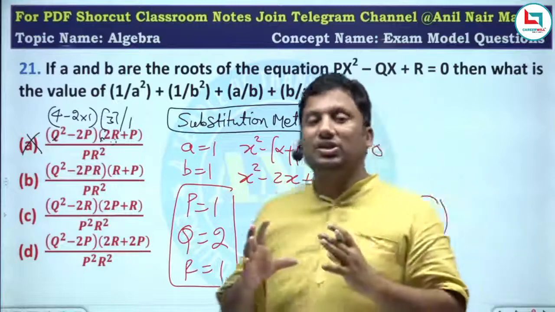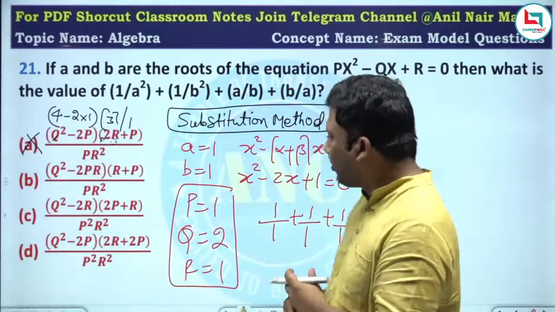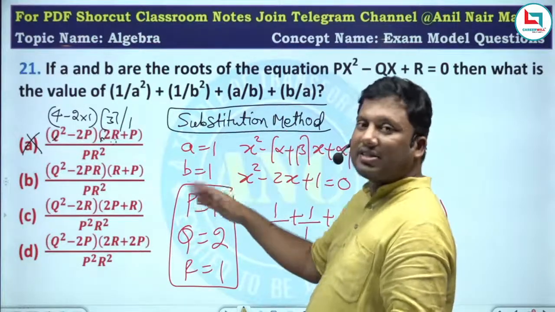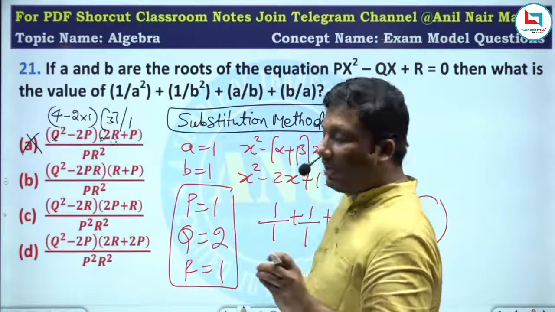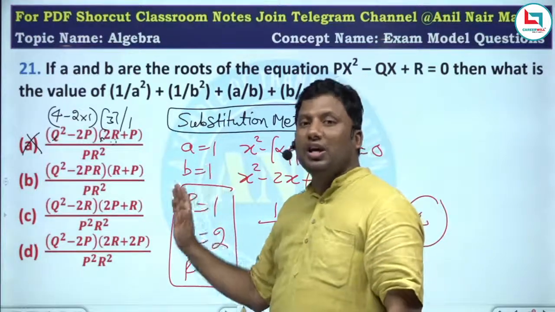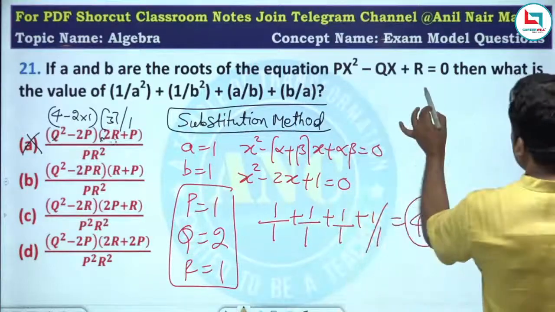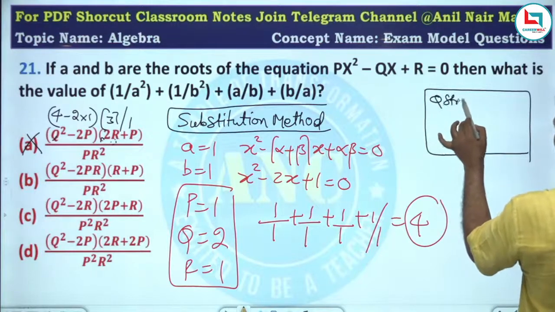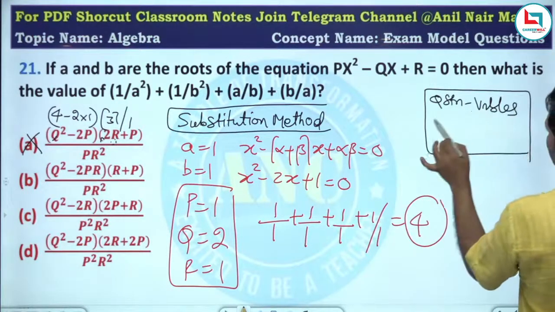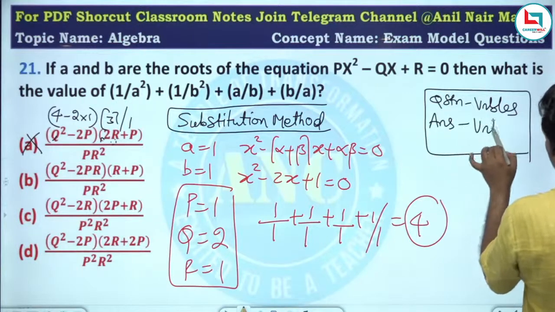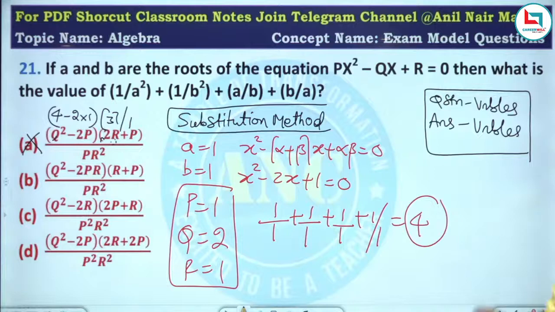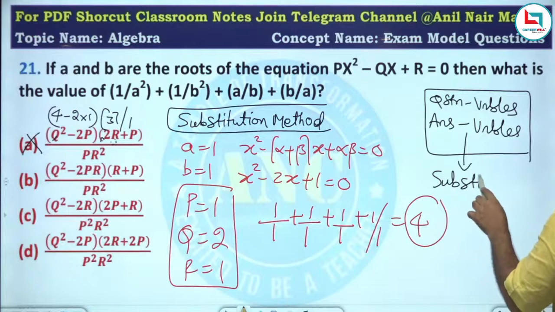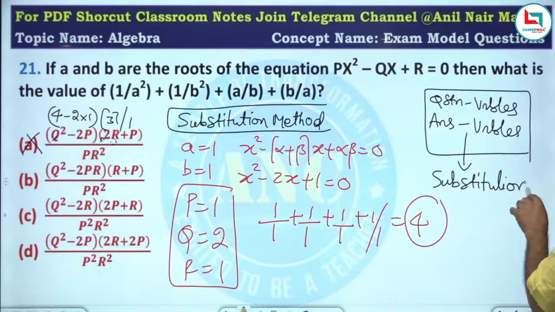Whenever the question contains variables and the answer contains variables, what is the best way to solve the question? It is by using the substitution method. Please write down this one, sir. If the question contains variables and the answer also contains variables, then you have to use this substitution method. Substitution method is the best method to be used.